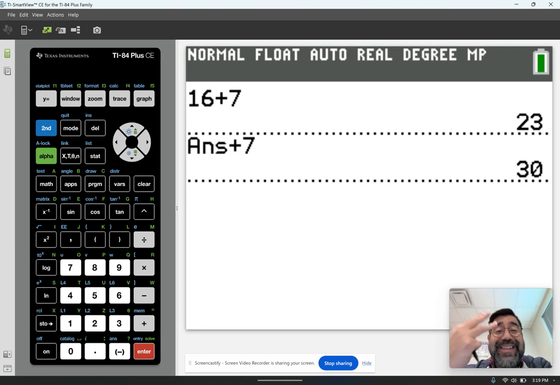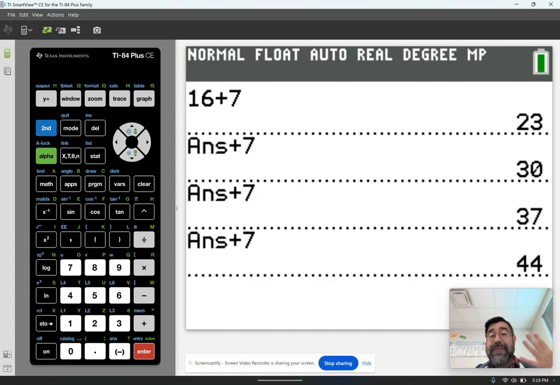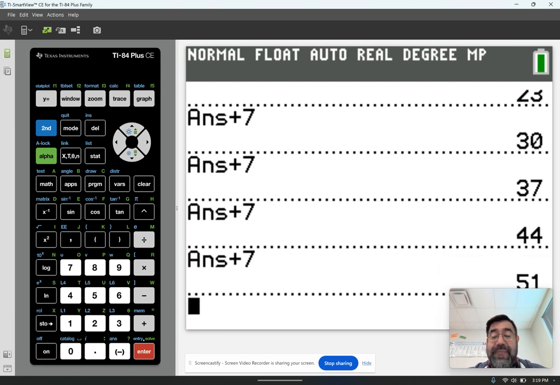Here's another nice thing about the calculator. If you press enter, it's going to repeat the last operation you did. So if I just press enter, it's going to add 7 to the previous answer, which was 30. It's going to give me 37. That's the fourth term. Here's the fifth term that we found out. If you just keep pressing enter, sixth term, seventh term, eighth term, ninth term, 10th term. So my 10th term is 79.